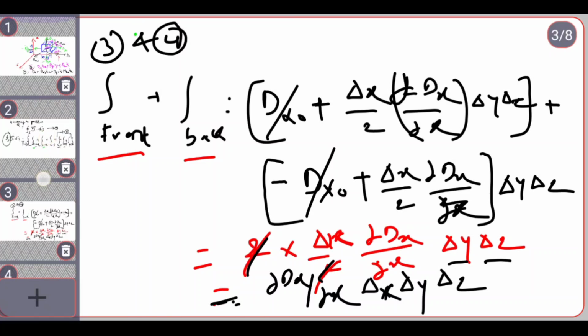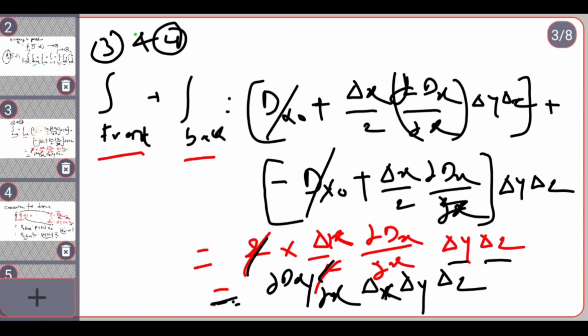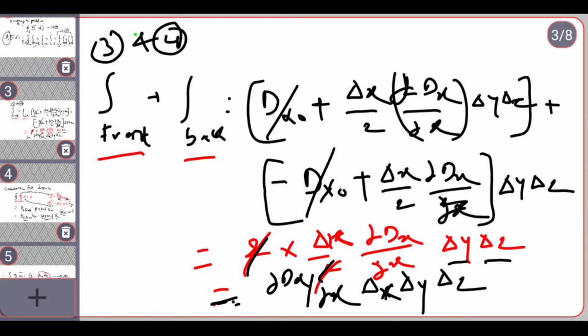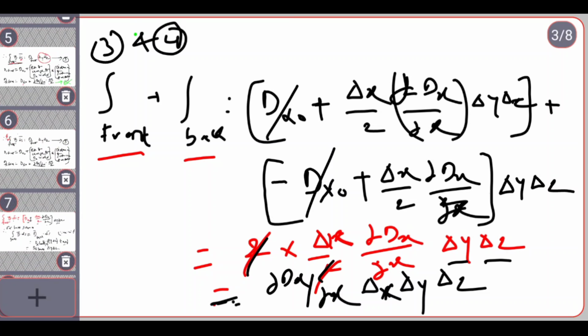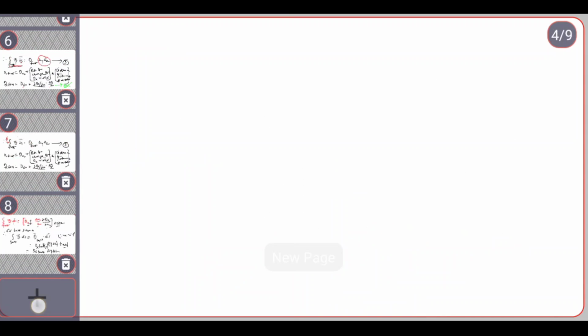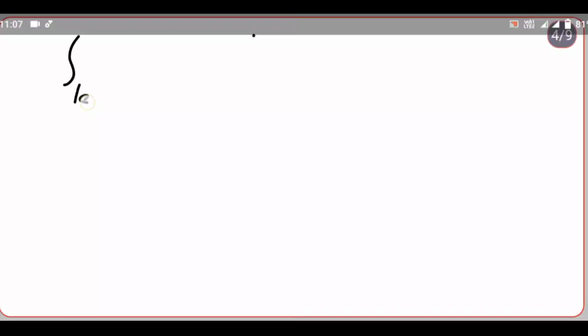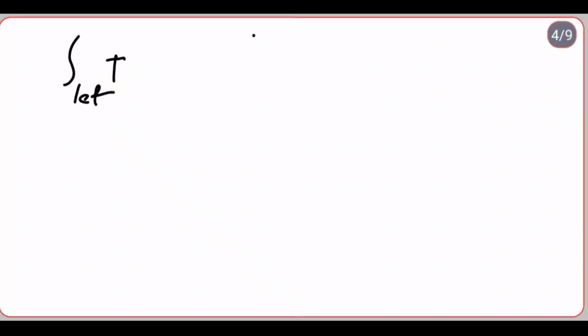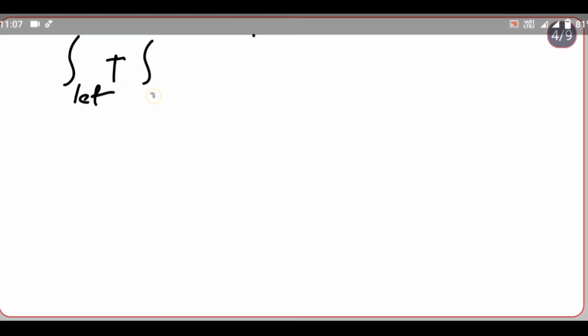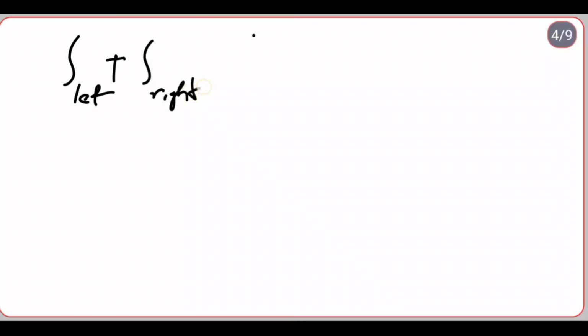Similarly, we can write for the left and right side also. How we applied it previously for front and back, similarly we have to consider for right and left also. Let us see that. Similarly, we can write for the left, integral left, Gauss law applied for the left side plus the right side.